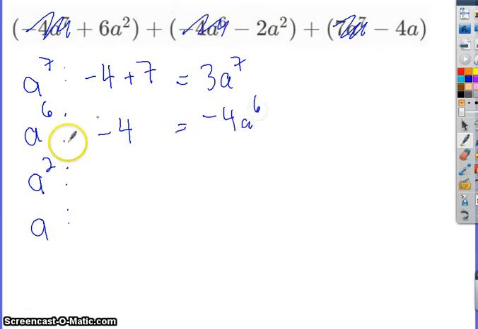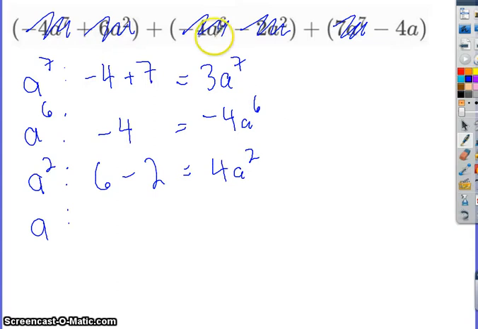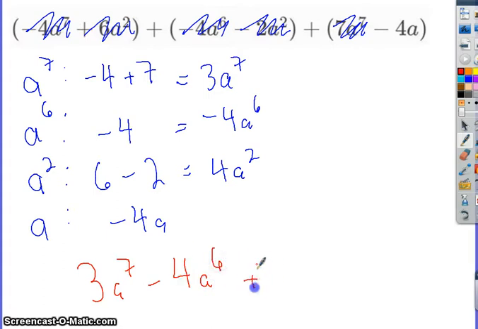And then a squares, there's a 6 here, and a minus 2 here. Those are my a squares term. And then 6a squared minus 2a squared is 4a to the 2nd power. And then there's only one left, and that's minus 4a. So my final answer is, going from highest rank to lowest rank, 3a to the 7th minus 4a to the 6th plus 4a squared minus 4a.